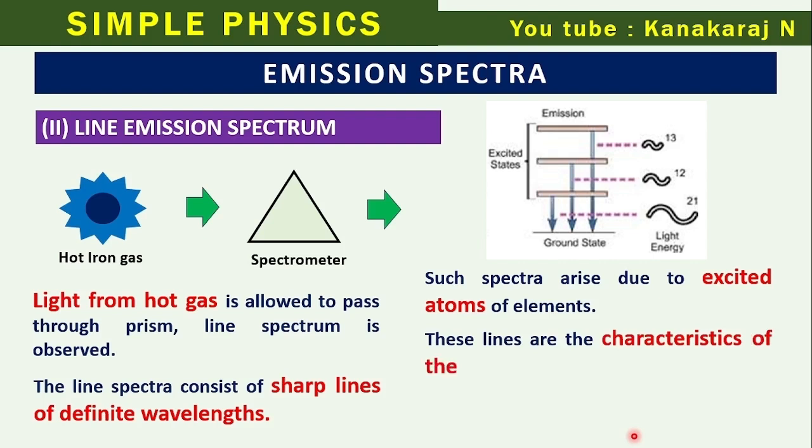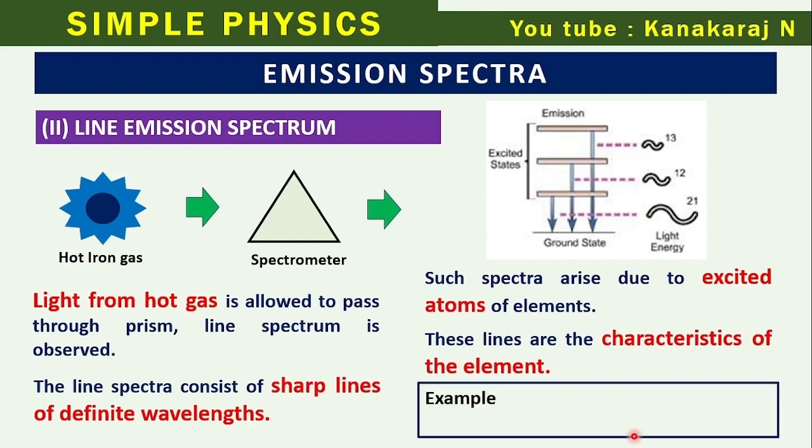These lines are the characteristics of the element. Every individual element has its own characteristic line spectra. With the line spectra, we can identify what type of element it is. Example, spectra of atomic hydrogen, helium, iron, etc.